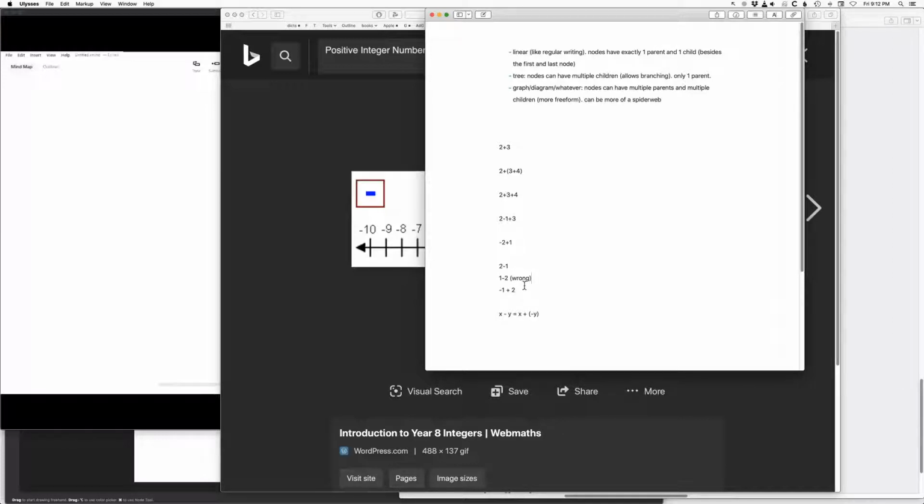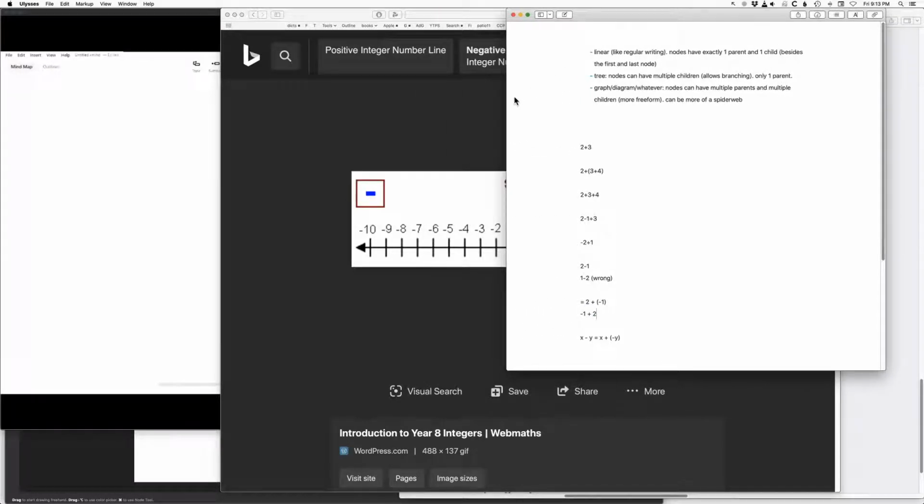But we can flip it if we change it to addition, because 2 minus 1 equals 2 plus negative 1, which equals negative 1 plus 2, because with addition you can do it in any order. Negative 1.